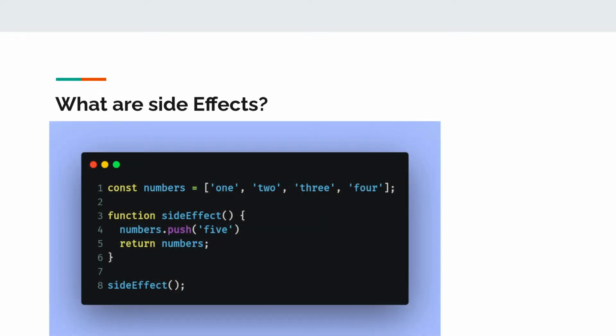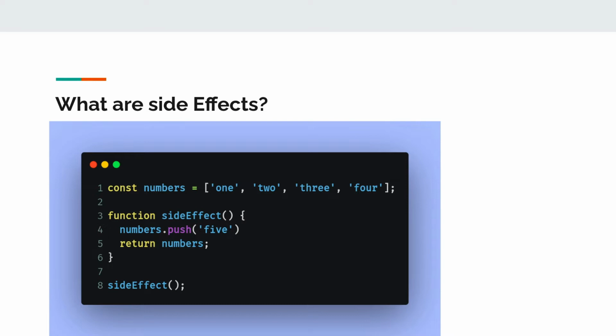As you can see on the screen, I have created an array of numbers and there is a function called sideEffect, and this function is pushing an item inside the numbers array and returning that array, right? This means that this function is updating a value outside of its scope. It is not related to that function. That is not the intended requirement of that function. It is modifying a value which is not inside it. So this is what we call a side effect.